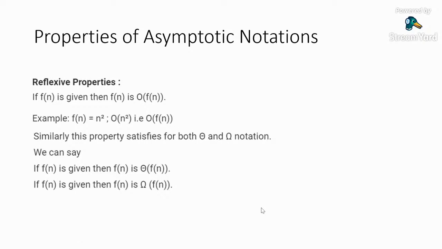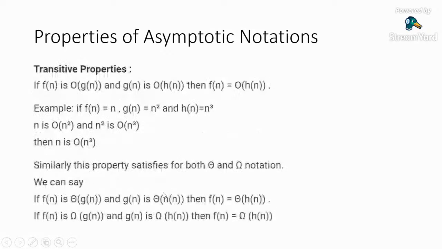Then the second property is known as reflexive property. What is reflexive property? If f of n is given, then f of n is order of itself. That is nothing but the reflection of the same function. Okay. So this reflection is true for order notation, omega notation as well as theta notation. If f of n is given, then f of n is theta of f of n as well as f of n is omega of f of n.